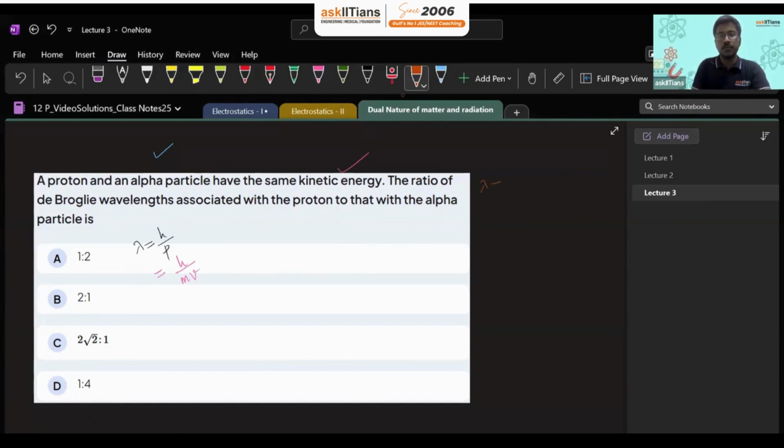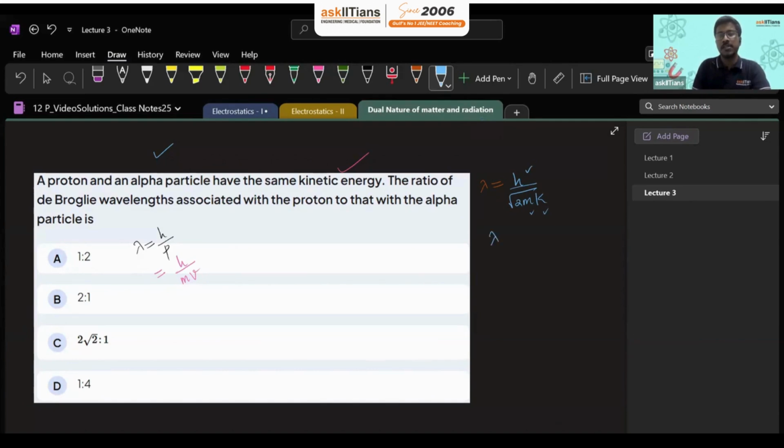lambda is equal to h by root 2 times m k, where m is the mass and k is the kinetic energy. Now we are asked the ratio of de Broglie wavelength associated with proton to that with alpha particle. So h is a constant, so it's clear. We need mass, we need kinetic energy. Kinetic energy is a constant, right?